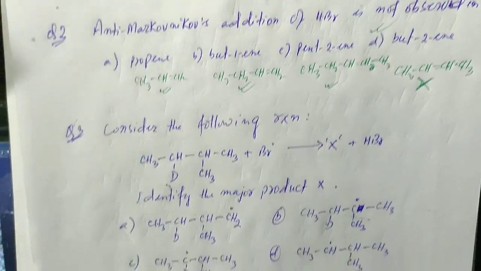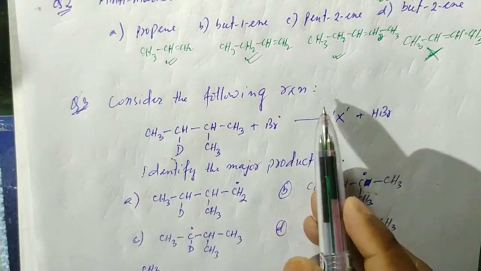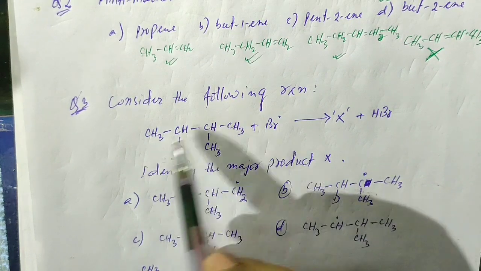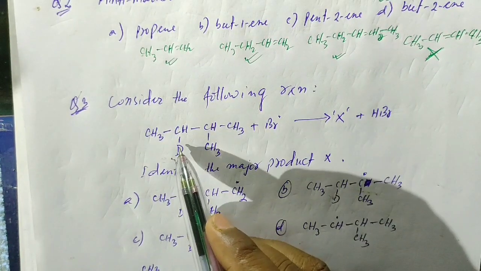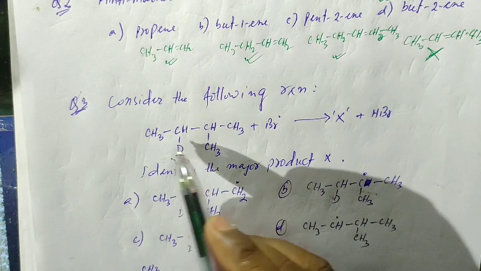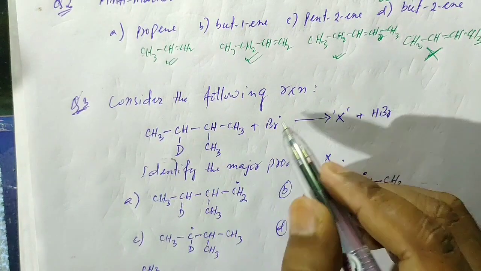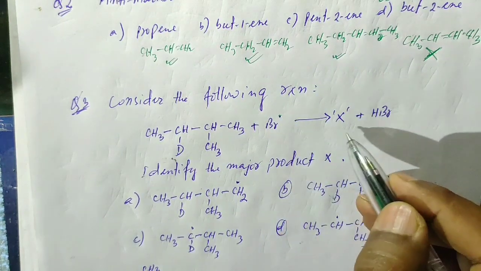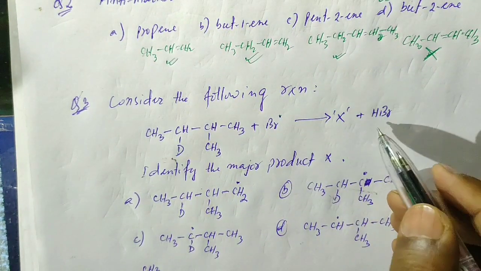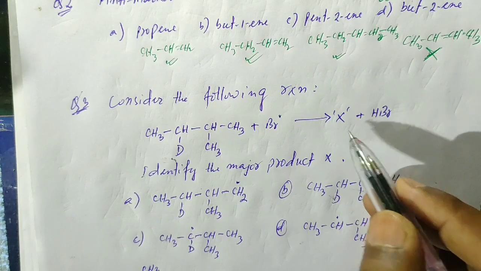Now let us go to the third question. Consider the following reaction. This is an alkane, D is deuterium, an isotope of hydrogen. Now when this alkane is reacted with bromine radical, X and HBr are formed. X is the major product, and what will be the structure of X?